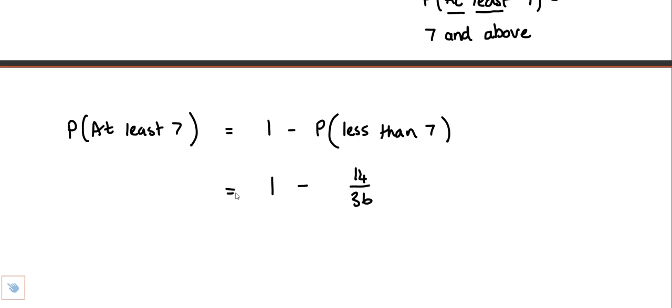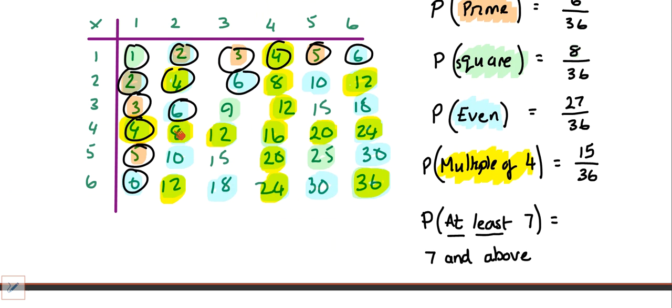Now, the 1 is considered when I consider everything. So in this case, instead of 1, I'm going to consider 36 out of 36, which is the 1. If I subtract 14 out of 36, I get 22 out of 36. Now I should be able to confirm that by looking at the table and counting: 1, 2, 3, 4, 5, 6, 7, 8, 9, 10, 11, 12, 13, 14, 15, 16, 17, 18, 19, 20, 21, 22.